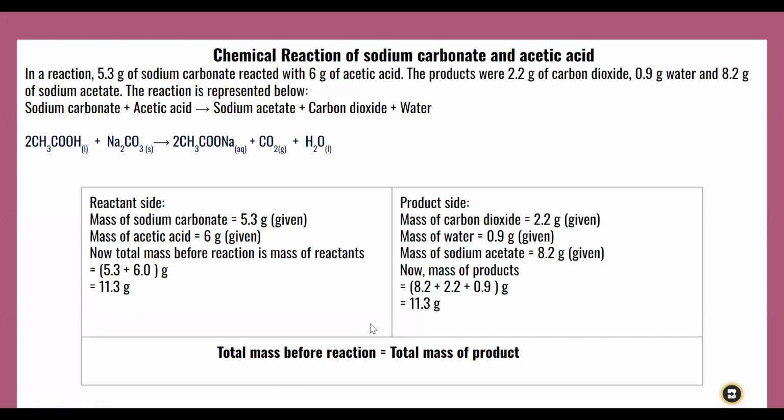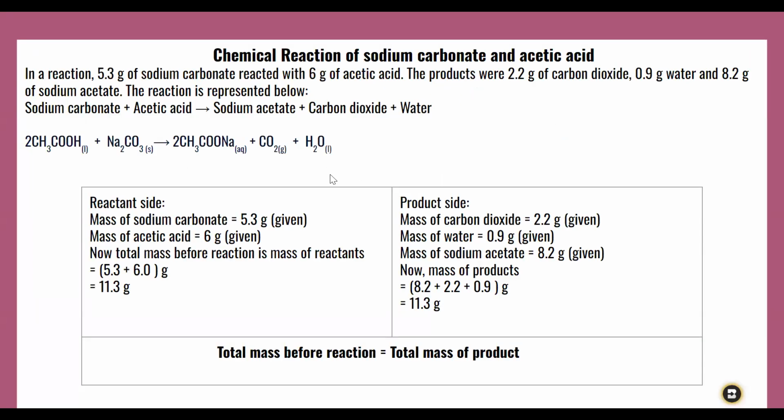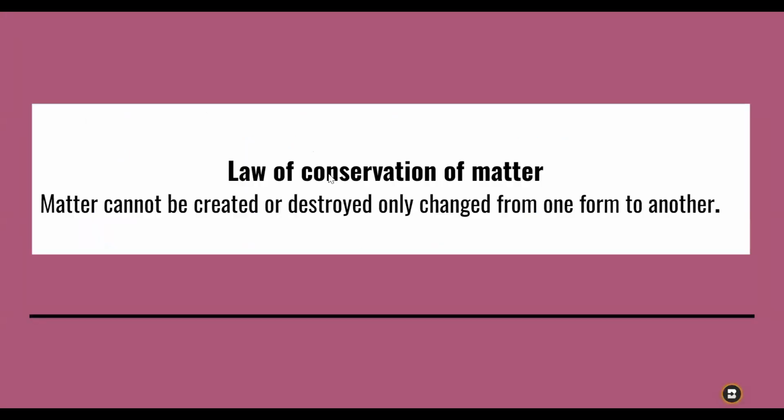Okay. Remember, we counted the atoms here. Each kind of atom is the same on both sides. So when this happens, we say that it agrees with the law of conservation of matter, or sometimes they say the law of conservation of mass, which means matter cannot be created or destroyed, only changed from one form to the other.